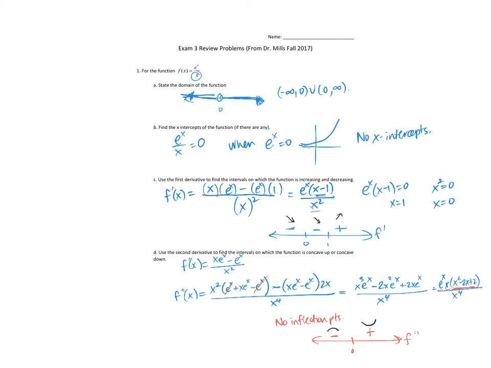If I draw a graph of this thing, we'll just draw the graph. It's going to look like this. It has a minimum there at x equals 1.